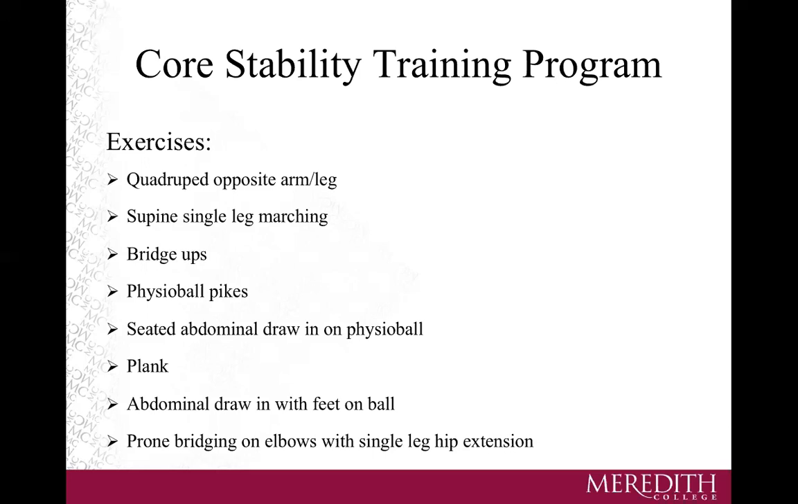How these exercises were split up: the first time they met with me, they did the first 4 exercises, and then the second time they met with me, they completed the last 4. The third time they met with me, back to the first 4, and we continued on through that cycle. These exercises were as listed: the quadruped opposite arm leg, supine single leg marching, bridge ups, physio ball pikes, seated abdominal draw in on a physio ball, a plank, abdominal draw in with feet on a ball, prone bridging on elbows with single leg hip extension as well.